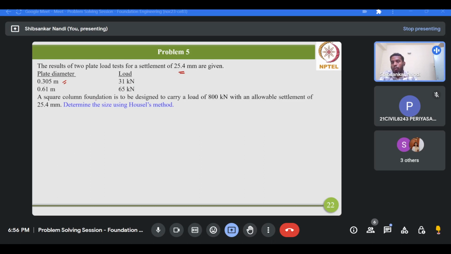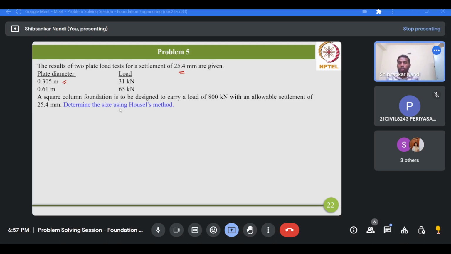Now a square column foundation is to be designed to carry a load of 800 kilonewton with an allowable settlement of 25.4 mm. So again, the column foundation which you have to design for a load of 800 kilonewton, for that also the allowable settlement will be 25.4 mm. That is the same settlement as experienced by these plates during the plate load test, or the load which is given corresponding to the same settlement. Now determine the size using Housel's method.